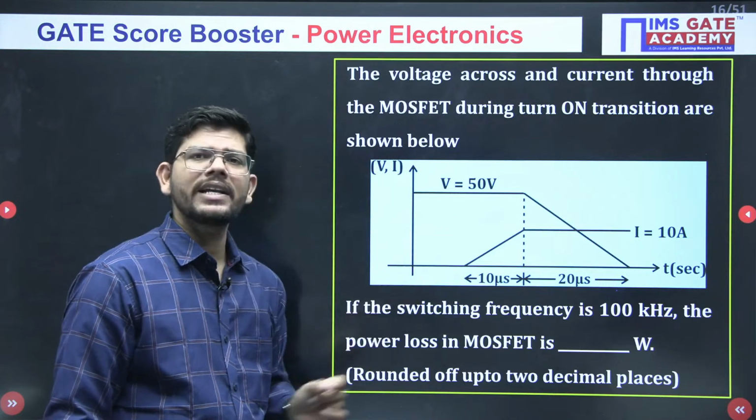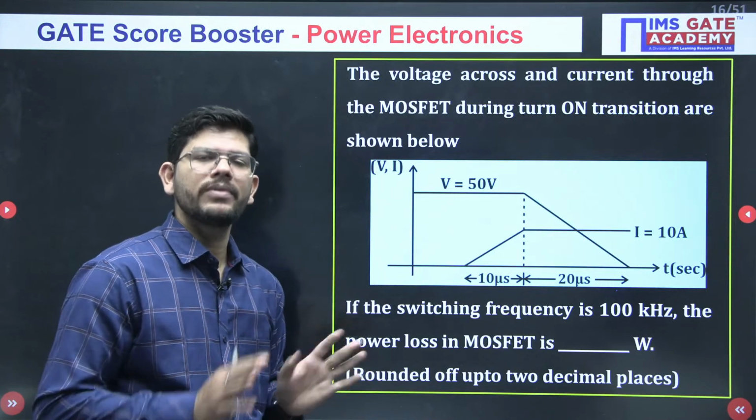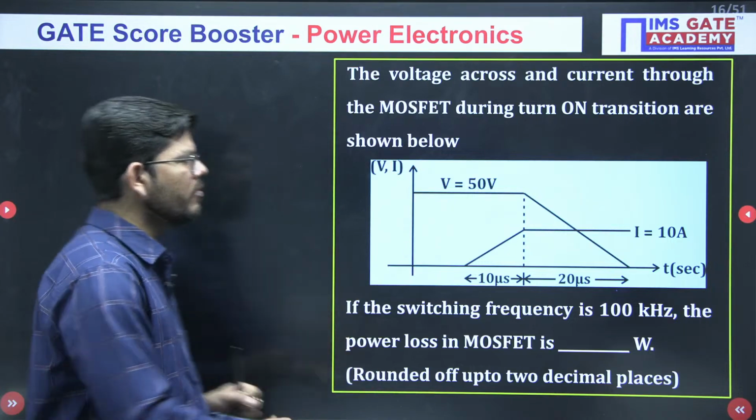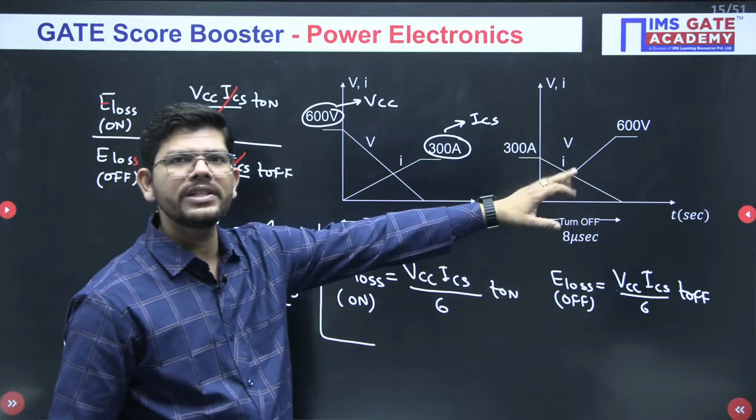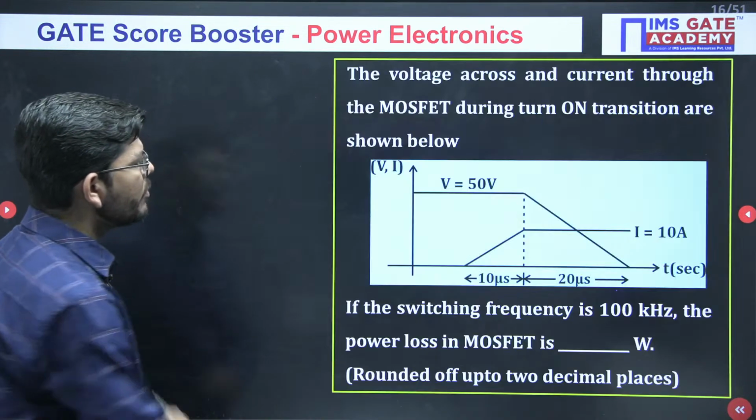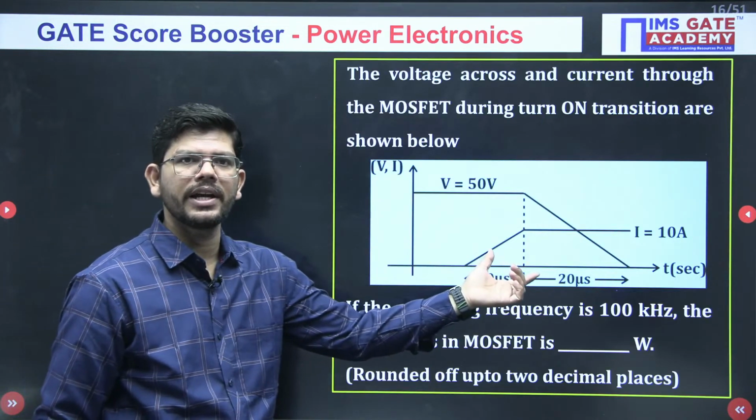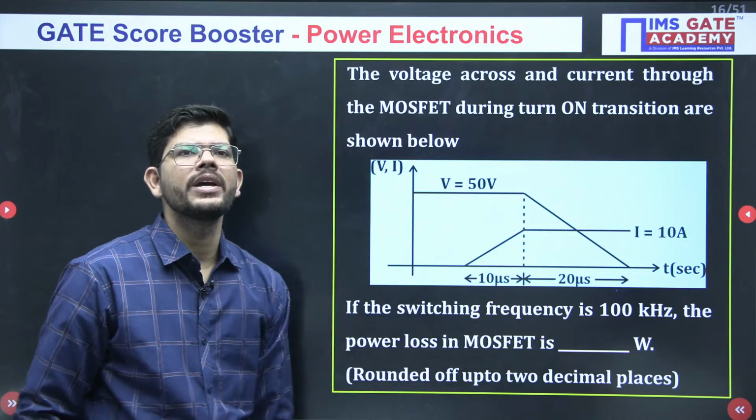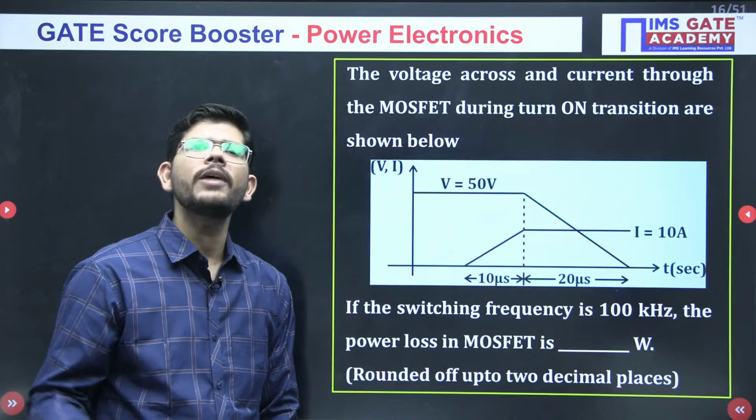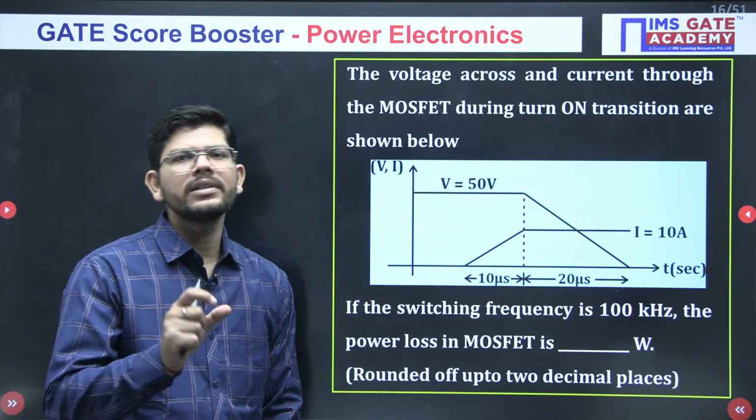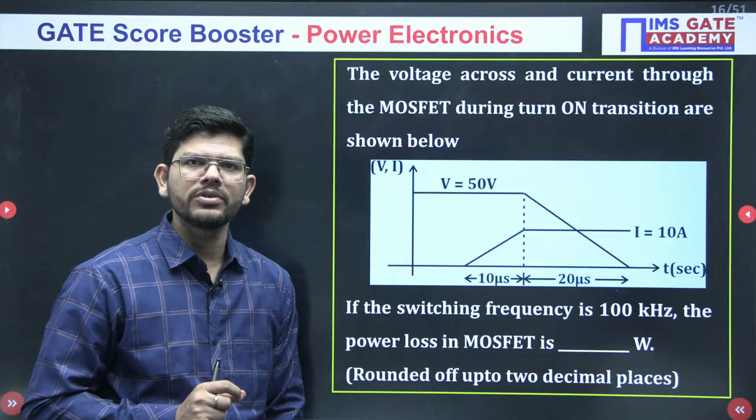Now, is this characteristic an exact match of the ideal one? What is an ideal one? If you have a characteristic like this during on and off transition, this is an ideal one. So this is not matching with this particular characteristic. You are having a different shape. So if you have a different shape, you have to calculate the energy, then divide it by the time period. This is how you can calculate the power loss.